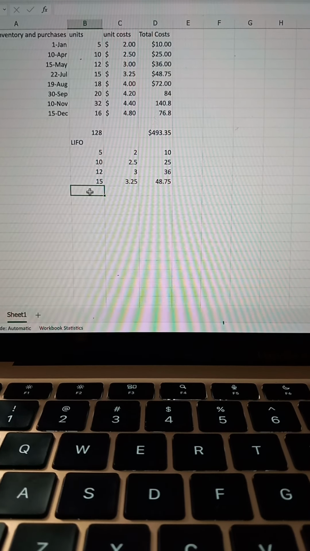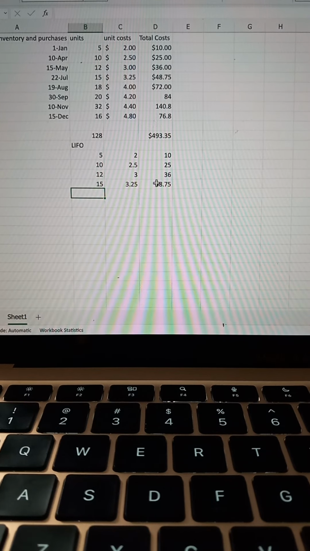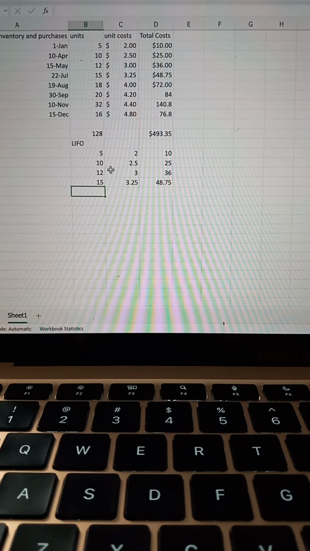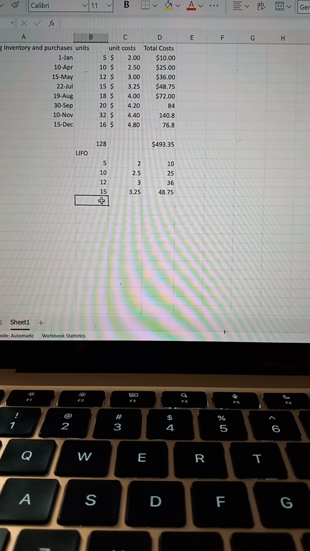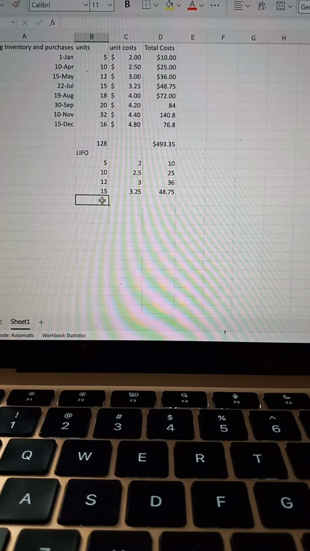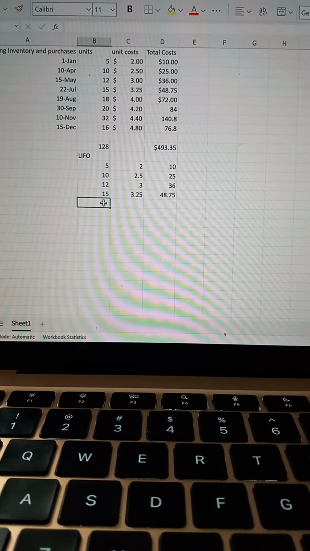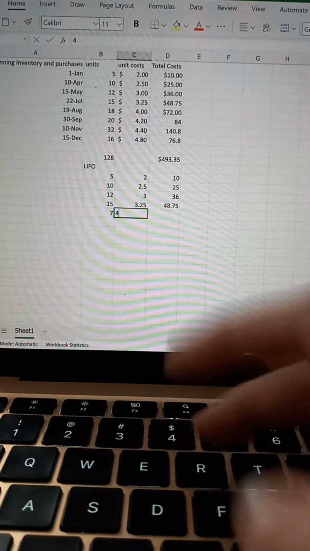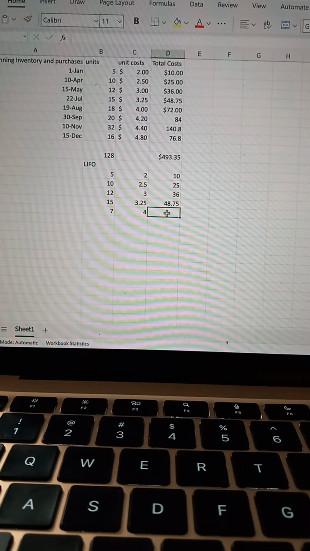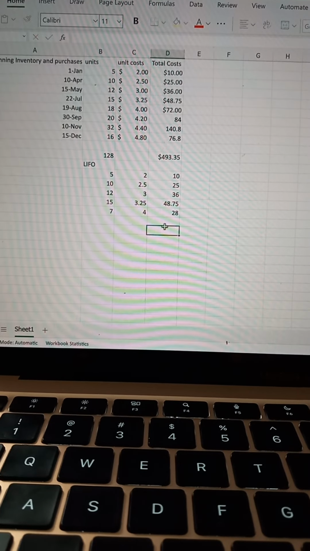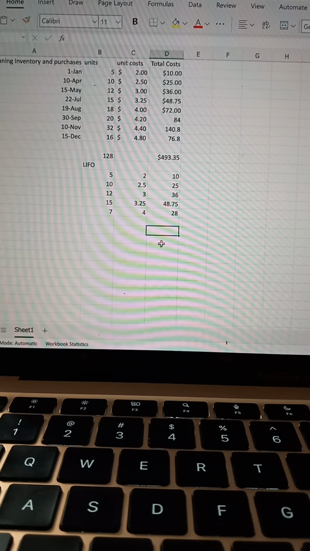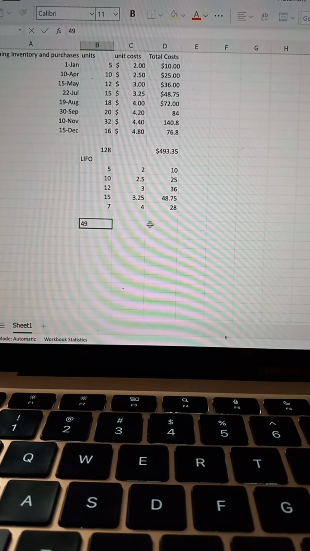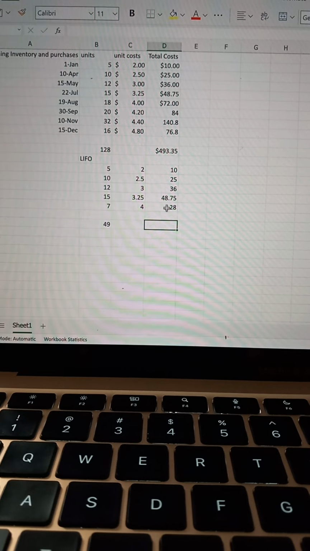But then we're almost to our value, and I didn't mention earlier, but our ending inventory value is going to be 49, and that is provided to us in the text of the textbook. So our last amount, we just need 7, and that is going to be multiplied by 4, and that gives us 28. So then we know this is going to amount to 49. What we don't know is what this is going to amount to.